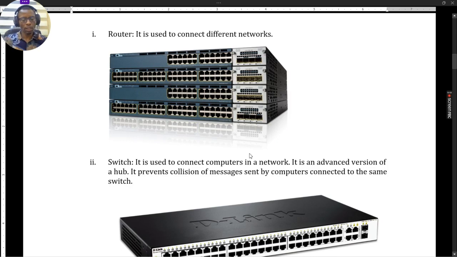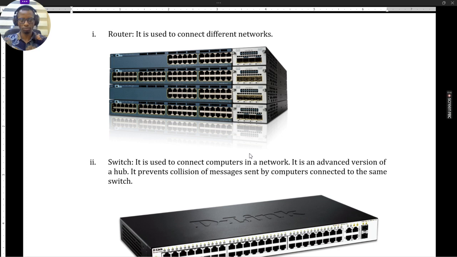So now let's talk about the switch. The switch connects computers in a network. It doesn't do the work of a router by moving things across networks. It's actually to connect things within a network.